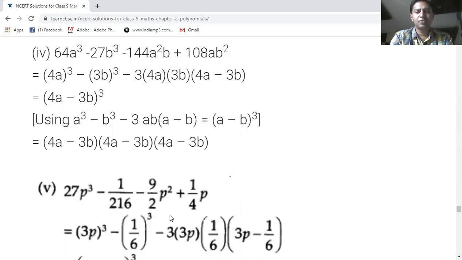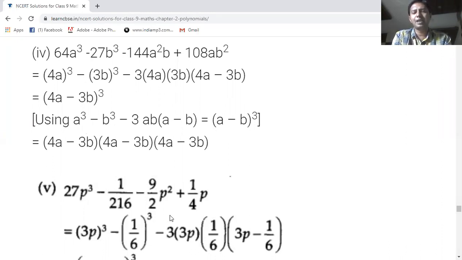Now the next question we have is 27p cube minus 1/216 minus 9/2 p square plus 1/4 p. We need to identify the question and how we'll write it. So just have a look here. We have the question 27p cube. 27p cube is (3p) whole cube. 1/216 is (1/6) whole cube.